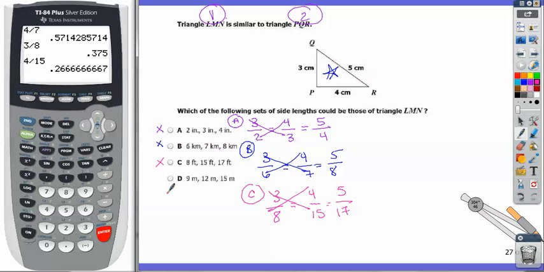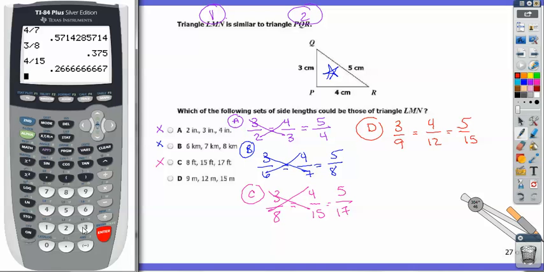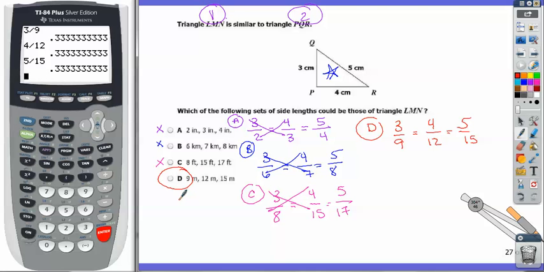Can I just pick it? No. I need to check it, because I don't want to just pick something randomly. I'm still having 3, 4, 5. And this time it's 9, 12, and 15. So let's see. Are they equal? 3 over 9. Okay. 4 over 12. Ooh, I'm looking pretty good. 5 over 15. Yes. Good. My answer is D. So let's go on to the next problem.